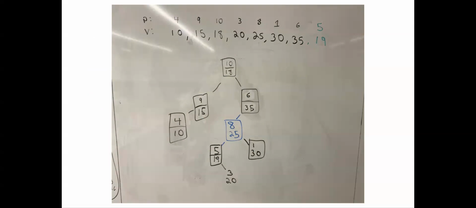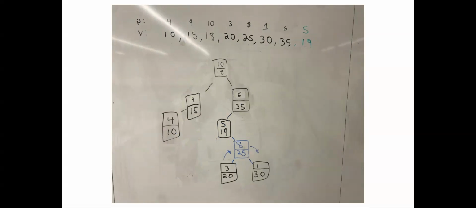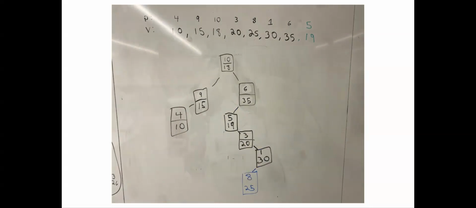which gives us this. Let's look at the children. 5 and 1. The left child's priority is higher, so we're going to rotate to the right. Now we have 3 and 1. 3 is the left child, and its priority is higher than 1, so we are going to rotate to the right. Lastly, there's 1 child, and it's the right child. So since it's the right child, we're going to rotate to the left.